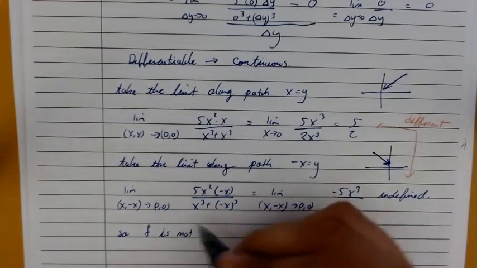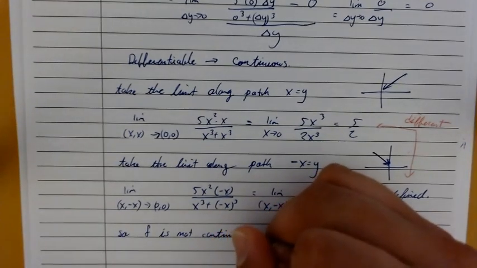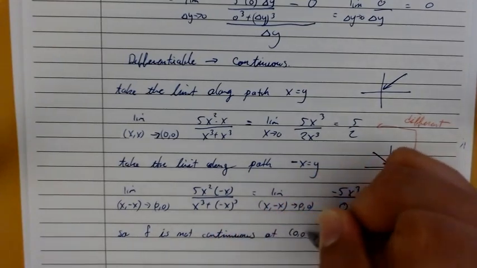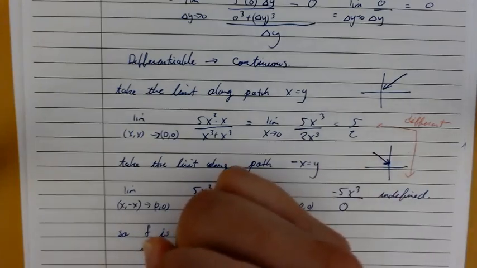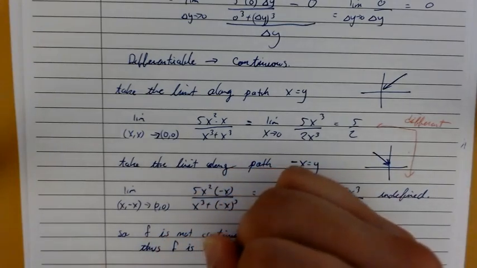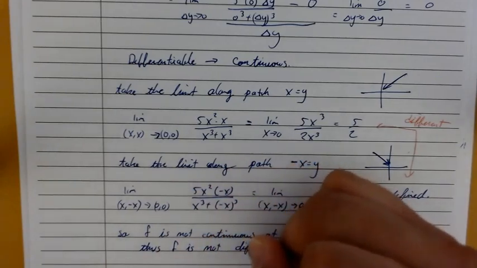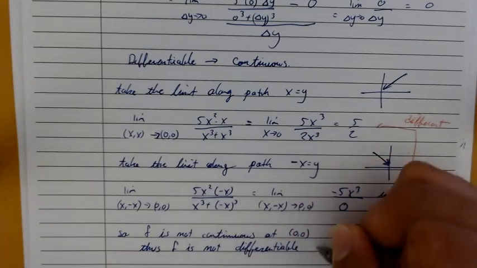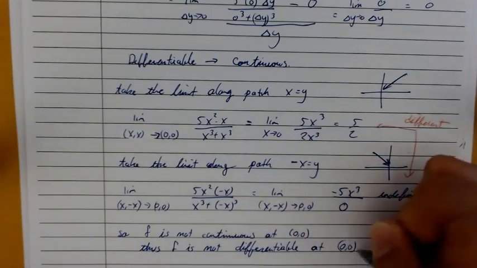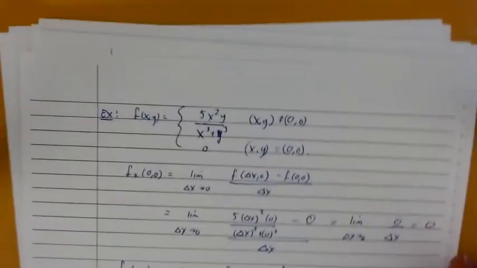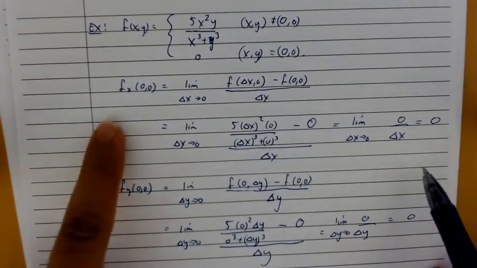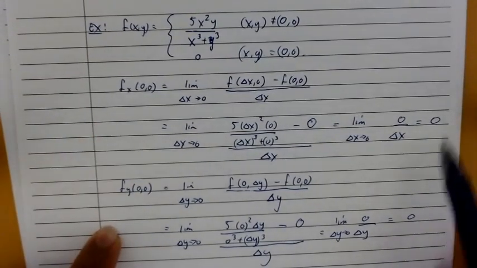Then f is not continuous at the origin, and thus f is not differentiable at the origin either. So this shows us two things. One, it shows us that we do have to be careful with the conditions of our theorem. Just because our derivative exists, our derivatives exist, and in this case they were even continuous.